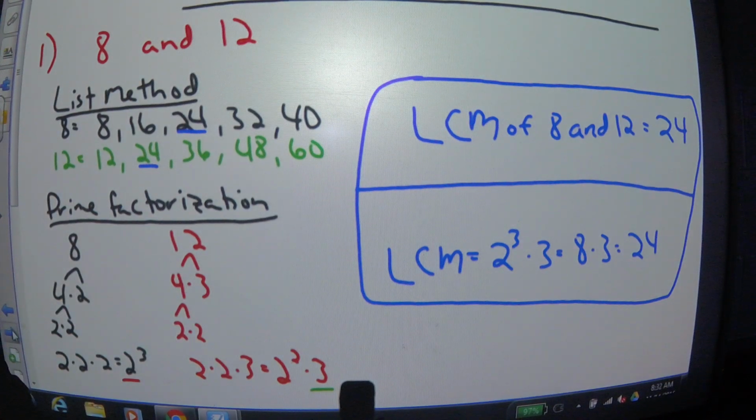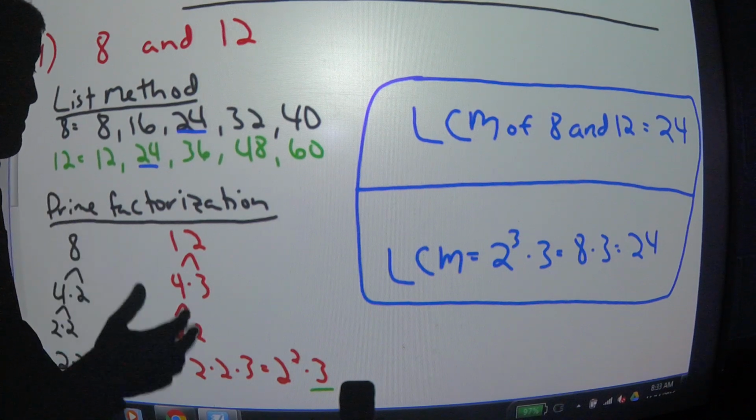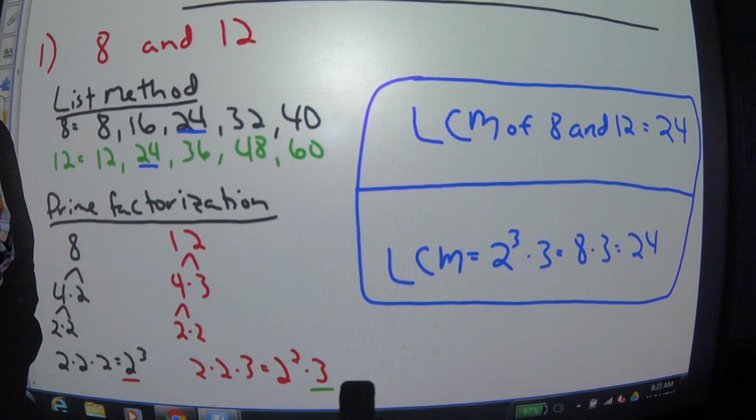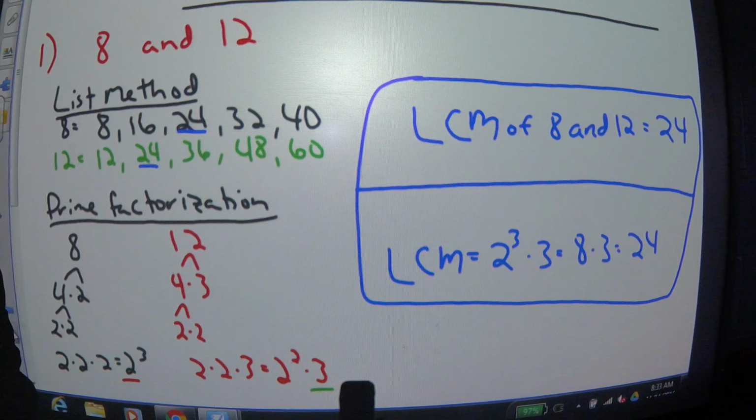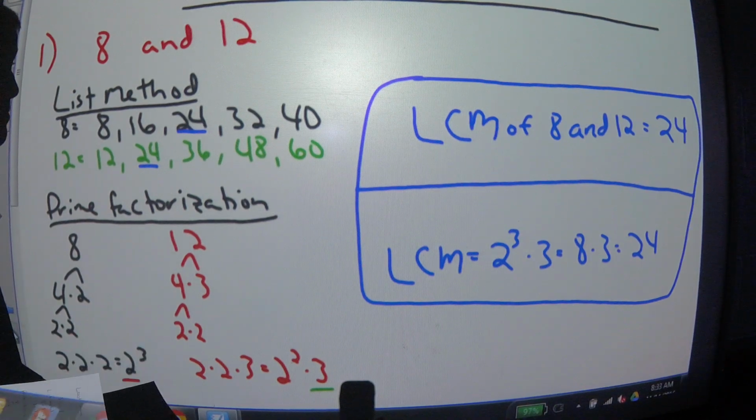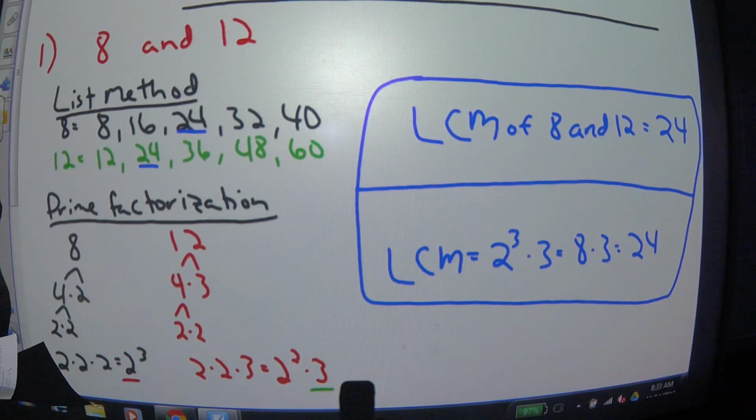Remember that a multiple is like 8 times 1. All right, 8 is a multiple of 8. 16 is a multiple of 8 because that's 8 times 2. 24 is a multiple of 8 because it's 8 times 3. Those are multiples of a number.